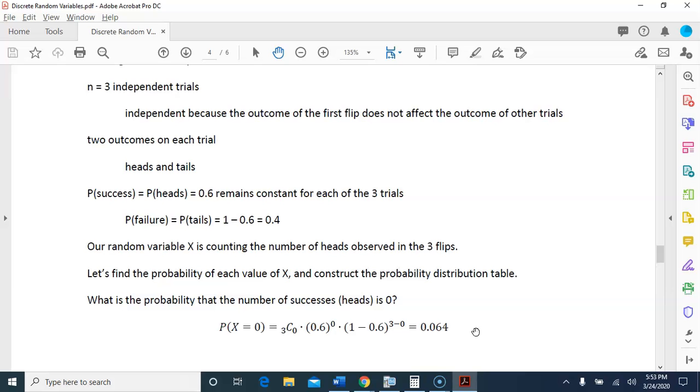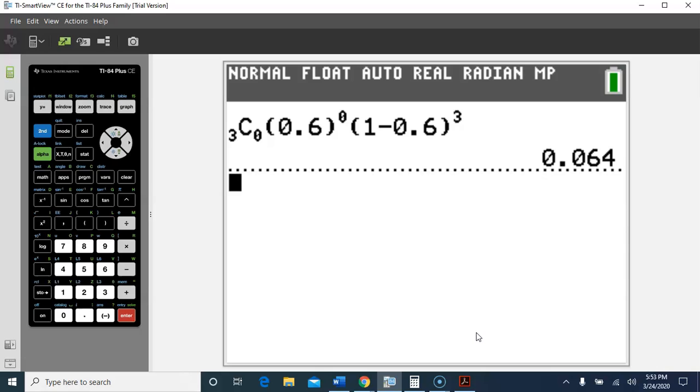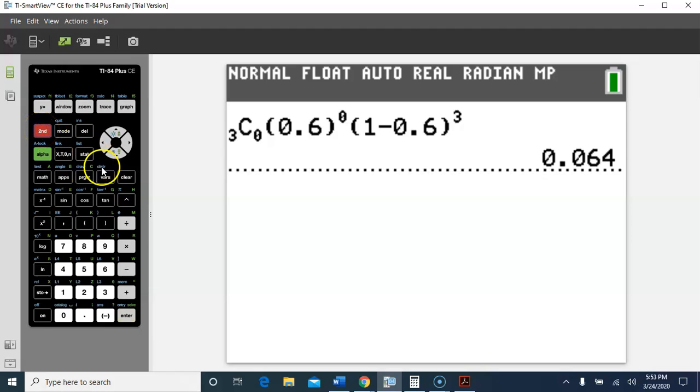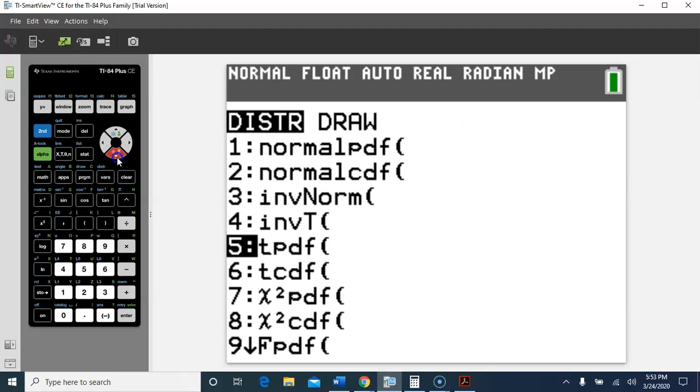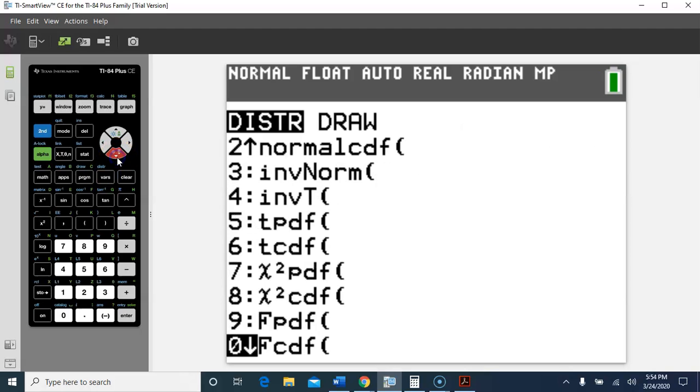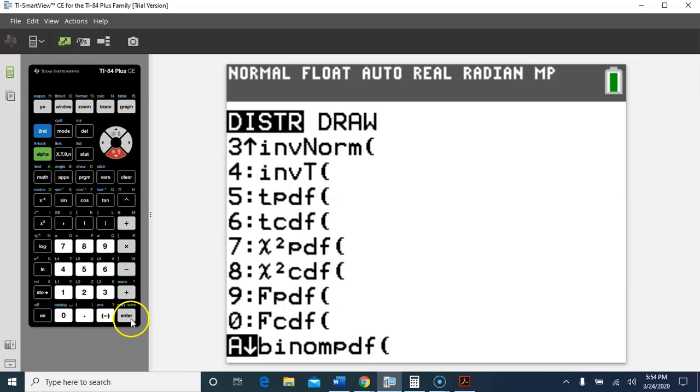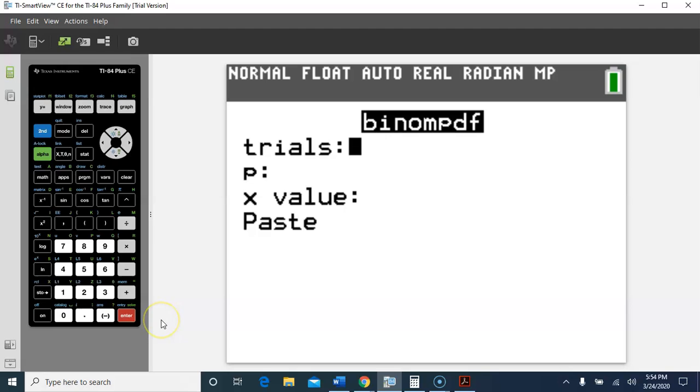There's a couple other ways of getting that 0.064 answer. If you have not just a scientific calculator, but one of the TI-84 calculators, the binomial formula is built in. If you press second vars and scroll down a ways, you will eventually find something that says binom PDF, probability density function, probability distribution function. Tell it that we have 3 trials. Tell it that the probability of success on each trial is 0.6, and tell it that we want to know the probability of 0 successes.